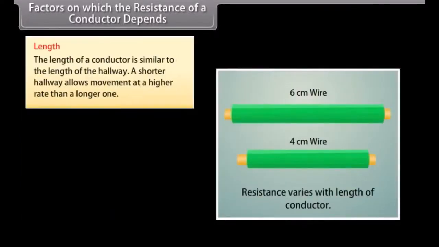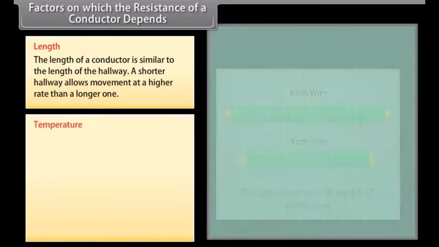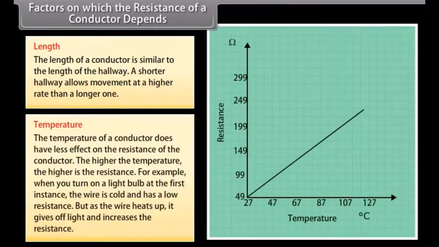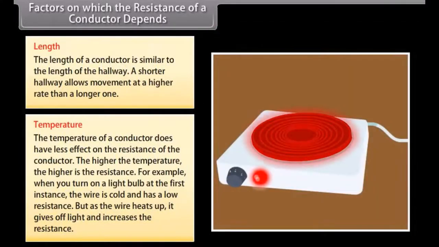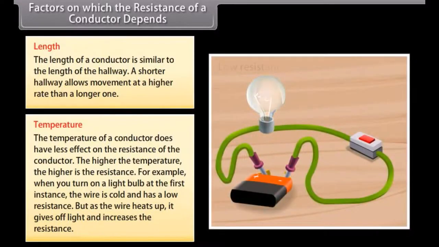Length. The length of a conductor is similar to the length of the hallway. A shorter hallway allows movement at a higher rate than a longer one. Temperature. The temperature of a conductor does have an effect on the resistance of the conductor. The higher the temperature, the higher is the resistance. For example, when you turn on a light bulb at the first instance, the wire is cold and has a low resistance. But as the wire heats up, it gives off light and increases the resistance.